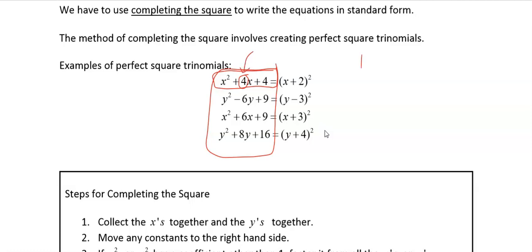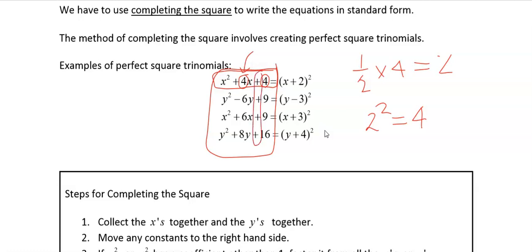So half of 4 is 2. And when you square that result, the 2, you end up with a 4. And do you notice that there's a 4 here on the end? Now that's going to be true for all of these perfect square trinomials, every single one of them. Notice it's always a plus on the end.